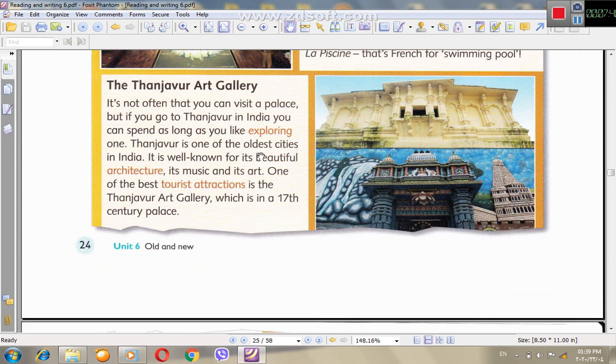The Thanjavur Art Gallery. It's not often that you can visit a palace, but if you go to Thanjavur in India, you can spend as long as you like exploring one. Thanjavur is one of the oldest cities in India. It is well known for its beautiful architecture, its music, and its art. One of the best tourist attractions is the Thanjavur Art Gallery, which is in a 17th century palace.